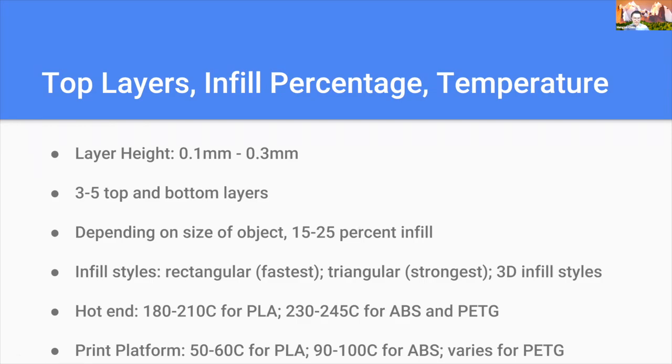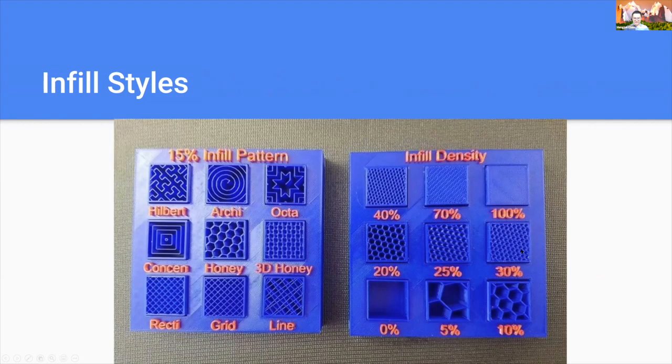And with that, you have to have top and bottom solid layers so you cover up the infill. Right? Let's say you're printing a plastic block, you want 3 to 5 top and bottom solid layers so that the 15 to 25% infill isn't shown on the surface of the print. There's also a variety of different infill styles. There's rectangular. The rectangular one is the fastest. The triangular one, only available in certain softwares, is the strongest. There's also 3D infill styles, like shown in the next image.